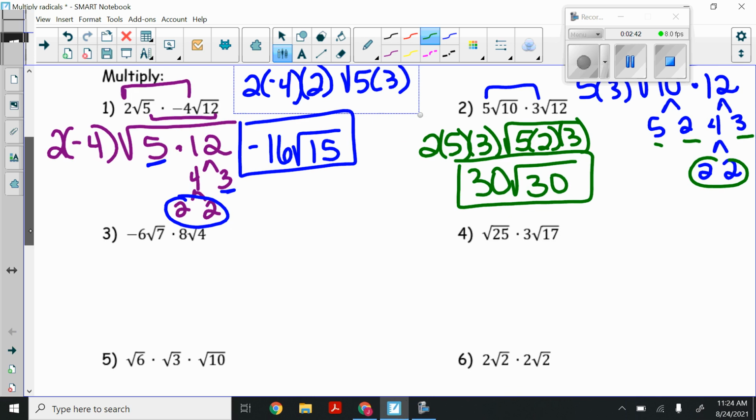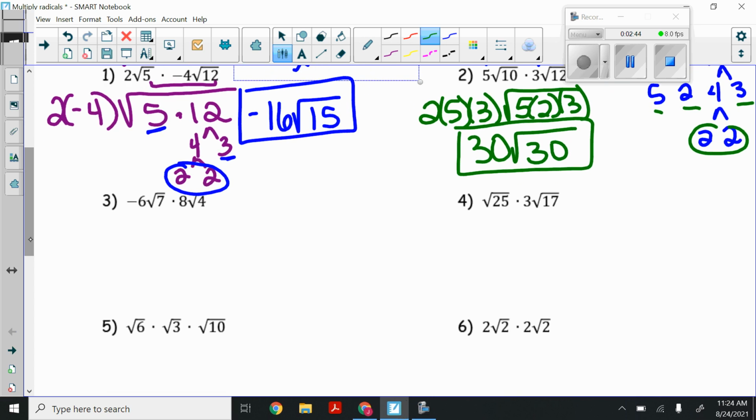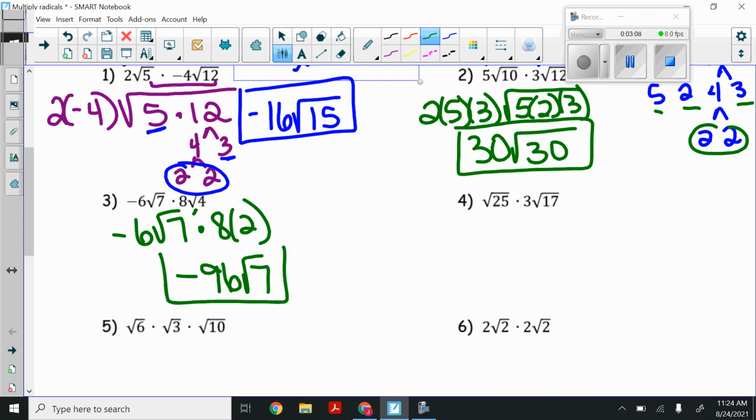Number 3, negative 6 square roots of 7 times 8 square roots of 4. Hey, wait. I know that the square root of 4 is just 2, right? That's a perfect square. So really, I have negative 6 square roots of 7 times 8 times 2. 7, I can't do factor tree on that, so let's just multiply our coefficients. I have 8 times 2 is 16. 16 times negative 6 is a negative 96, and then I have the square root of 7 left behind.